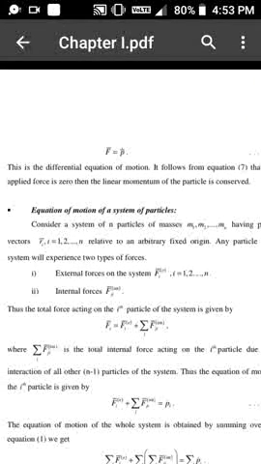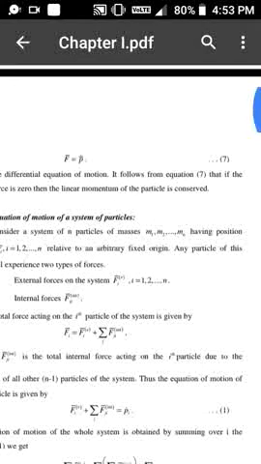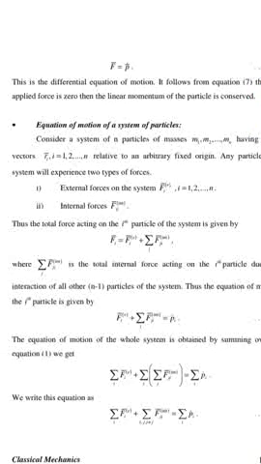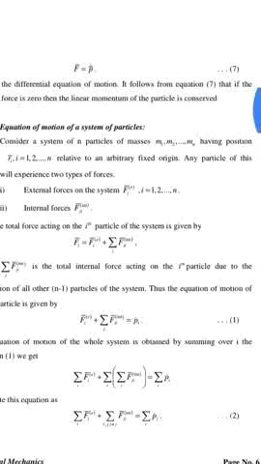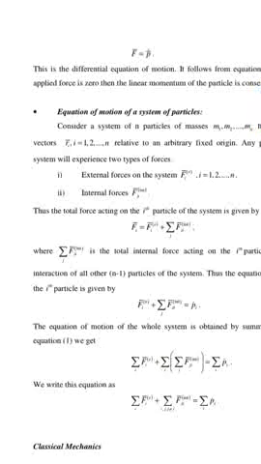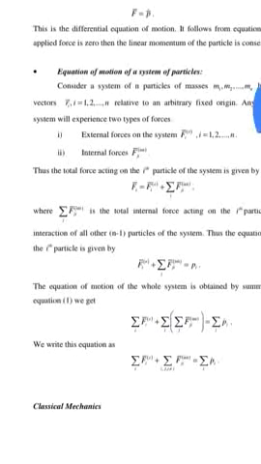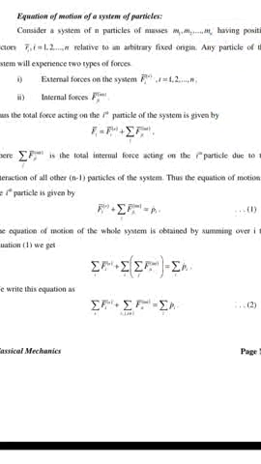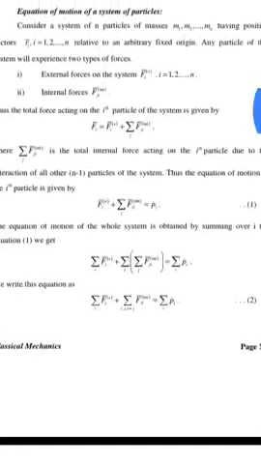Now, equation of motion of a system of particles. Consider a system of particles of masses m1, m2, ... mn having position vectors ri bar, i is equal to 1, 2, 3, ... n, related to an arbitrary fixed point. Any particle of this system will experience two types of forces: external forces Fi bar and internal forces Fij bar. Thus, the force acting on the ith particle is Fi bar external plus Fji bar internal.